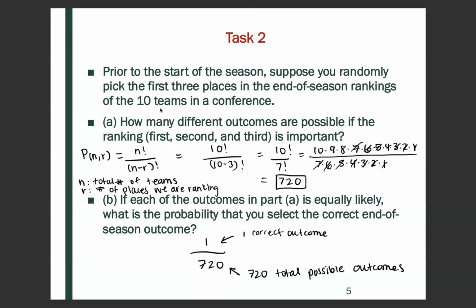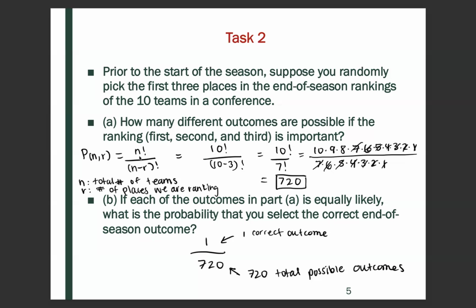Task 2. Prior to the start of the season, suppose you randomly pick the first 3 places in the end of season rankings of the 10 teams in a conference. How many different outcomes are possible if the ranking, which there's 3 rankings, so there's first, second, and third place, is important? So here, we're going to be using this equation because order does matter.